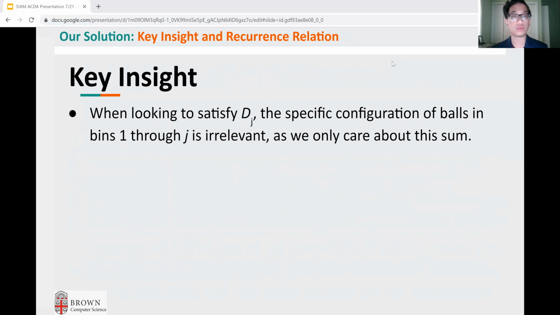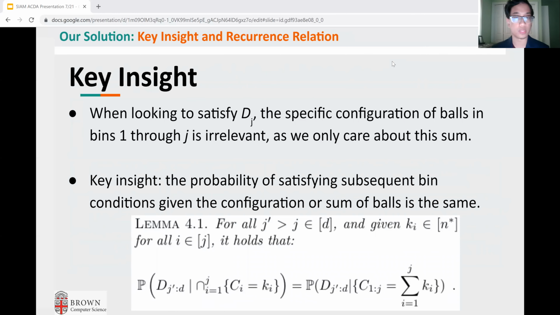Okay, recall that our goal is to satisfy all of the bin conditions, D sub j. The key insight is that the bin conditions don't rely on the exact ball count in each bin up to j, but rather only the cumulative sum. So now we state that insight a little bit more formally. The probability of satisfying future bin conditions is the same regardless of conditioning on the exact configuration of the balls in the past bins or their aggregate.